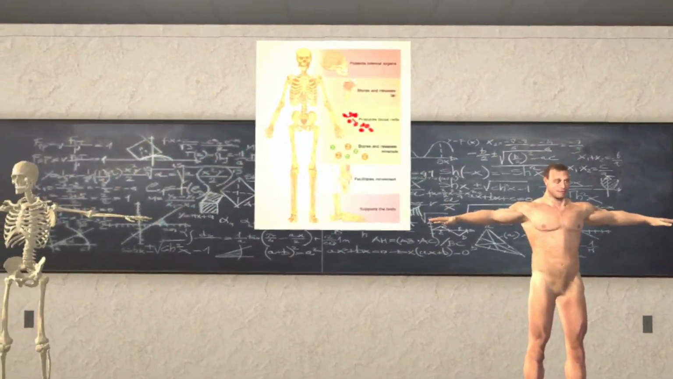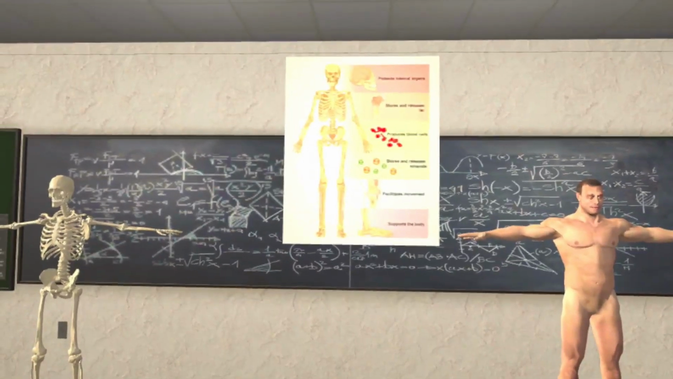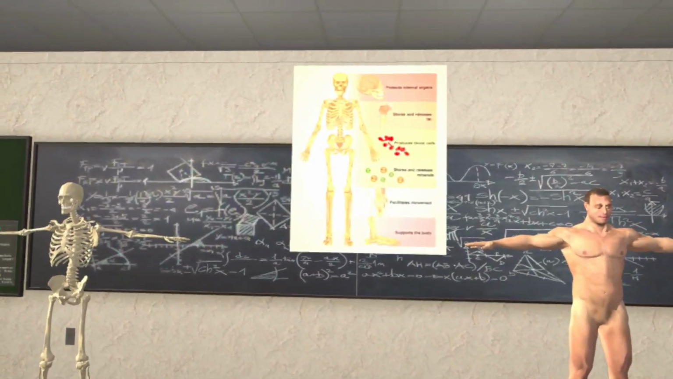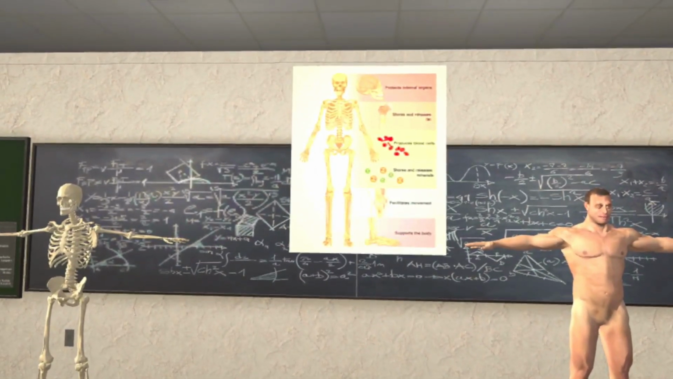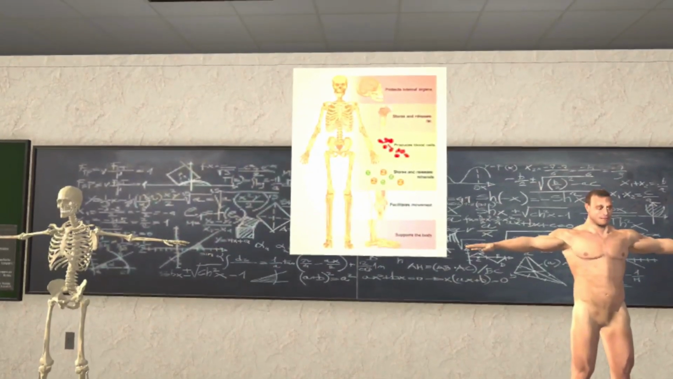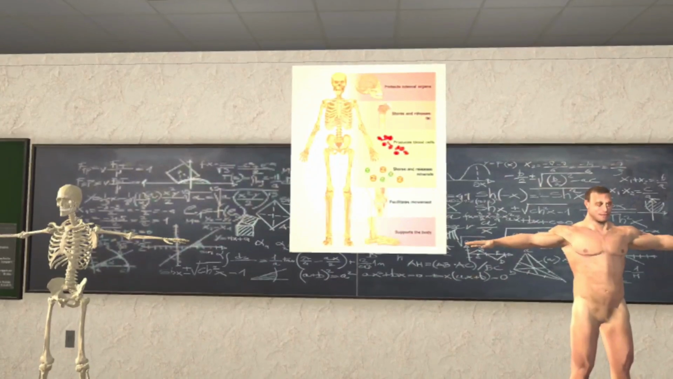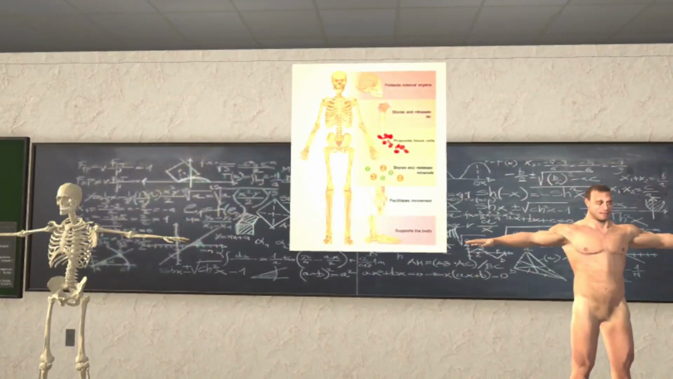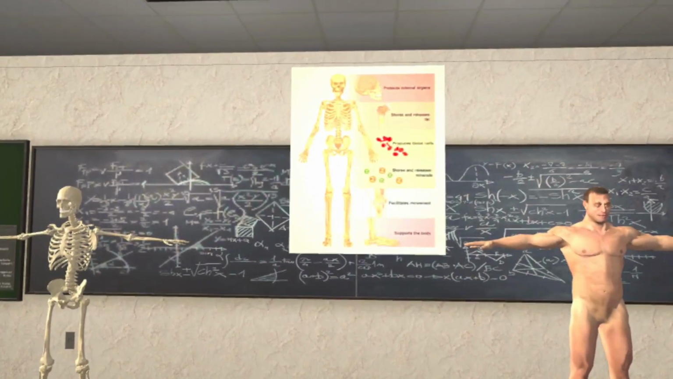Another thing they do is produce blood cells. Certain bones in the skeleton contain bone marrow, which produces blood cells. Examples include the pelvis, ribs, and femur. Stem cells in the bone marrow give rise to red blood cells, white blood cells, and platelets, which are all incredibly important.